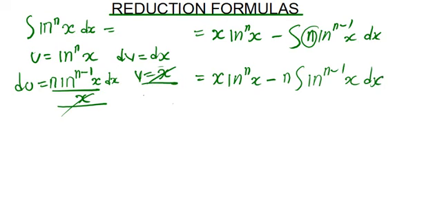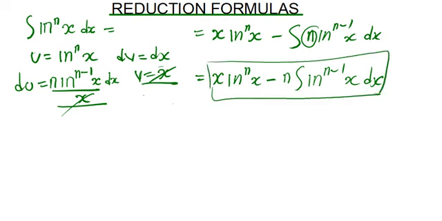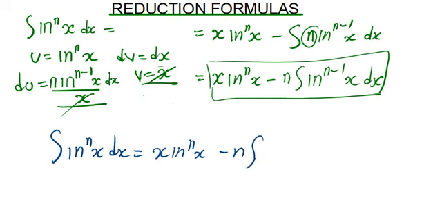And this ends up being the reduction formula that involves natural log. So we can say the reduction formula for the integral of ln to the n of x dx is simply equal to x ln to the n of x minus n times the integral of ln to the n minus 1 of x dx, and that's how simply you go about it.